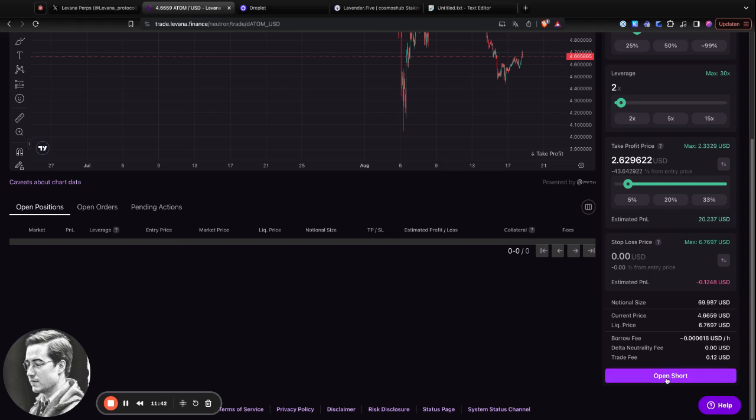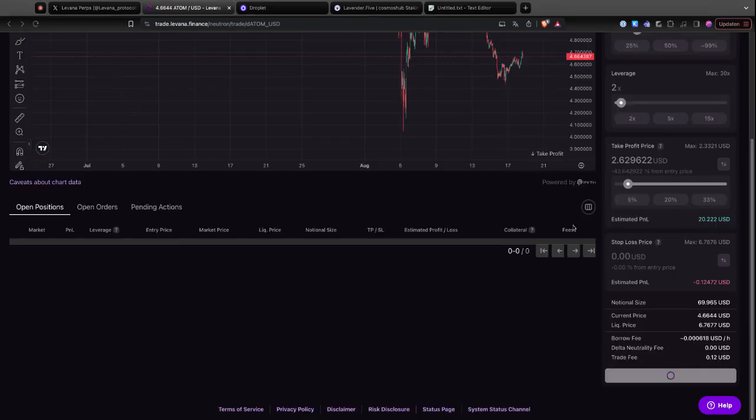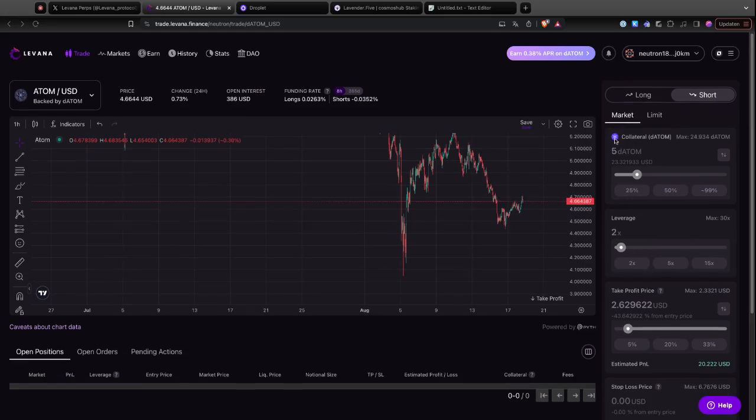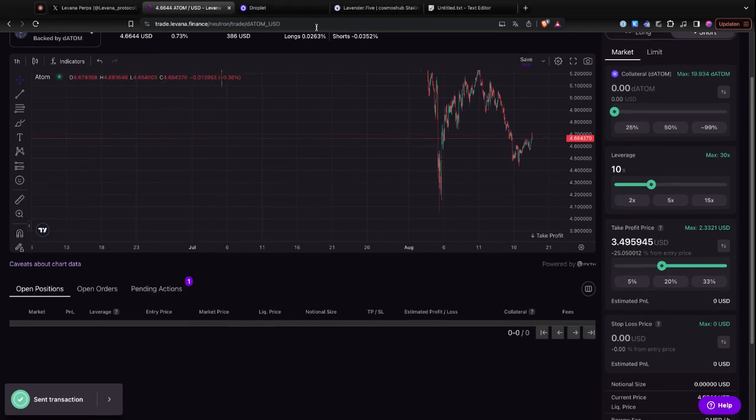And then I'm going to just open the short. See, there's a small cost associated with it, but you should basically get that back over time. I'm going to open the short. 5 dATOM short by 2x, meaning I have 10 ATOM open in total.